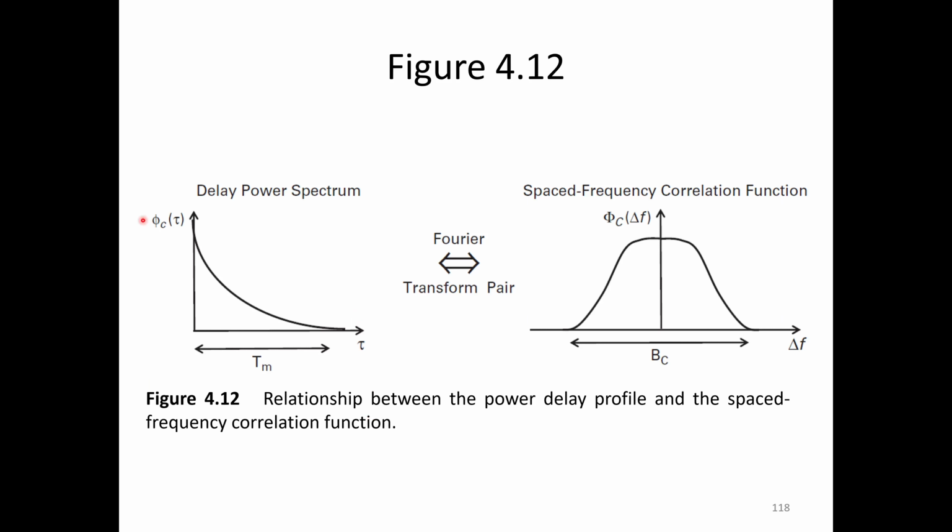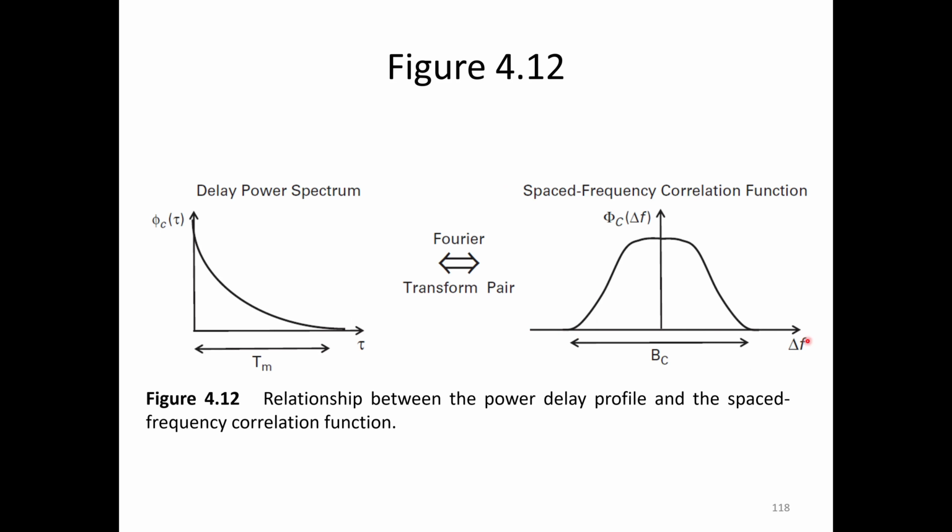On the left hand side we can see the delay power spectrum. The x-axis is tau, the delay, and the y-axis is phi c of tau, which is the delay power spectrum. The width of the phi c of tau is Tm, which is the delay spread. After taking the Fourier transform, we can see the spaced frequency correlation function.